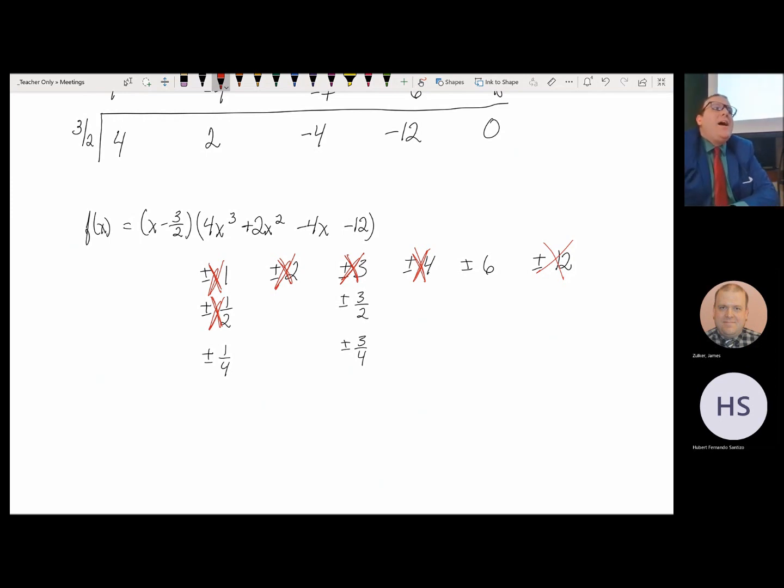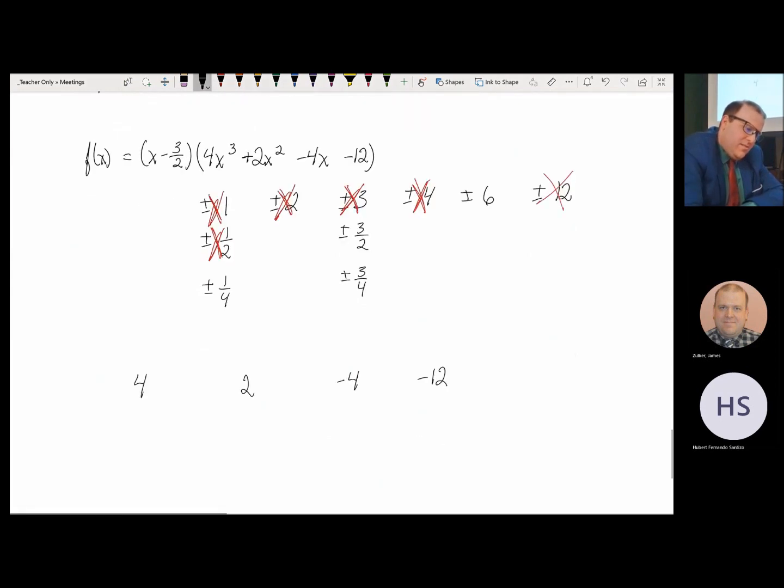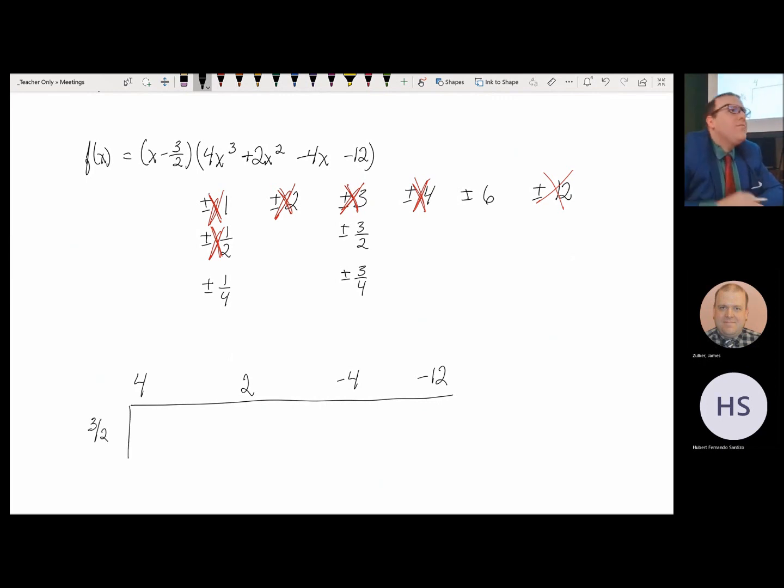By the way, we have one positive 0, which means we have to have 2. So we're guaranteed another positive real 0. Just hope it's rational. Well, I don't really feel like doing 6, so let's start with 3/2. Let's see if it's a 0 again. Good.